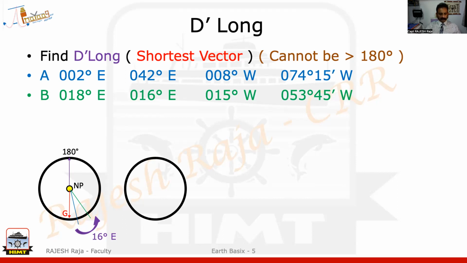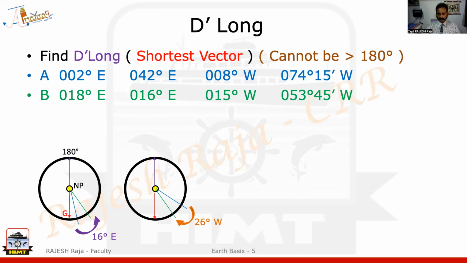Okay, let us take one more example, the second one. I'm taking 042 and 016. So I'm traveling from 042 east to 016 east, in this direction, which is clockwise. So basically it is a westerly direction. The difference of angle is 26 degrees.